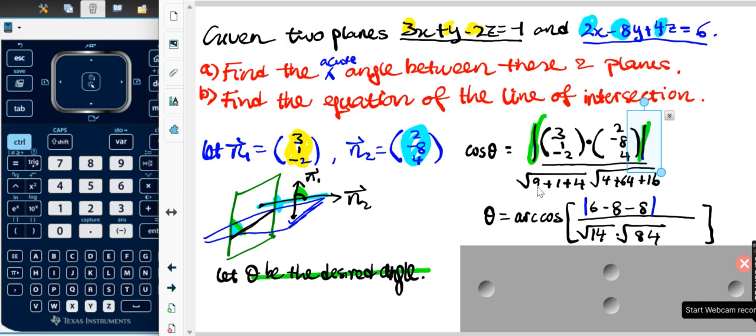Down here, 3 squared is 9, 1 squared is 1, -2 squared is 4. This is the magnitude of the first normal vector. Similarly here, the magnitude of the second normal vector is here.